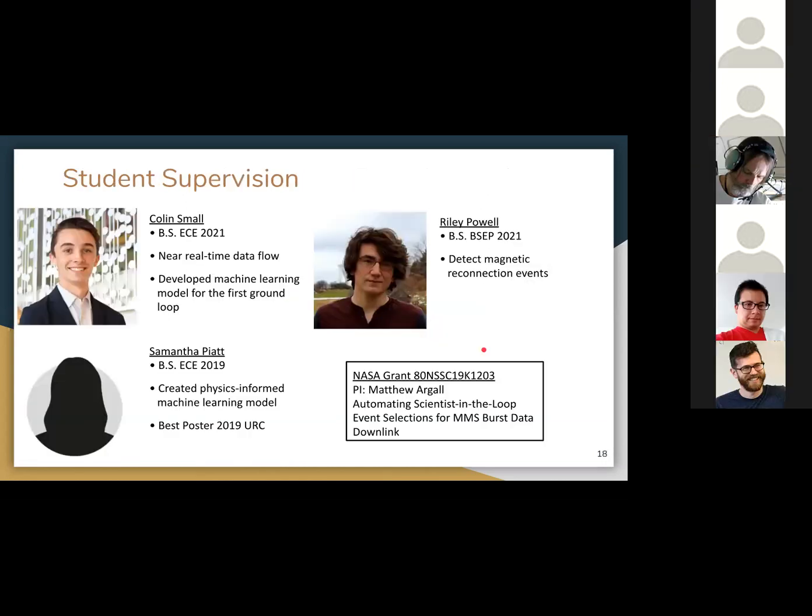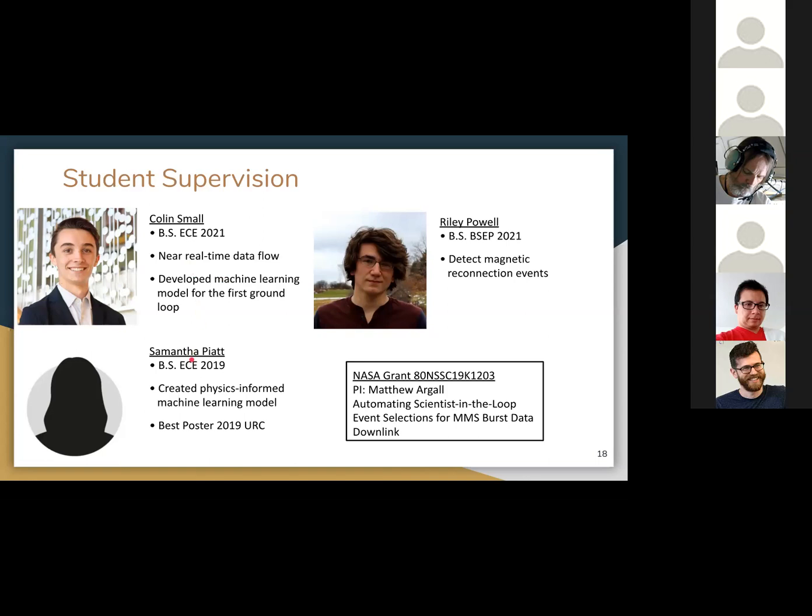To do so, I've been awarded a NASA grant to automate the SITL selection process, and I have had three students working with me primarily over the course of this project. Colin Small has done some amazing work getting the first ground loop up and running. He's been working with the SDC to make sure that our model is in the real-time, or near real-time, data flow, so that immediately when we get the data, it's run through our model and provides the selections to the SITL. He's also created the first ground loop, which is a neural network model to identify magnetopause crossings.